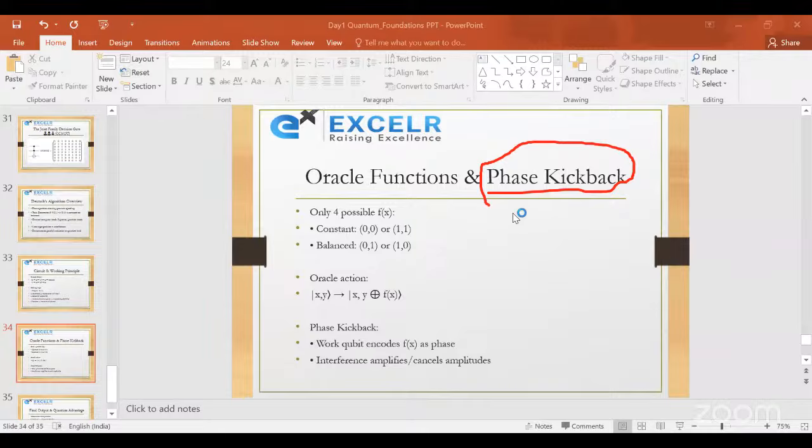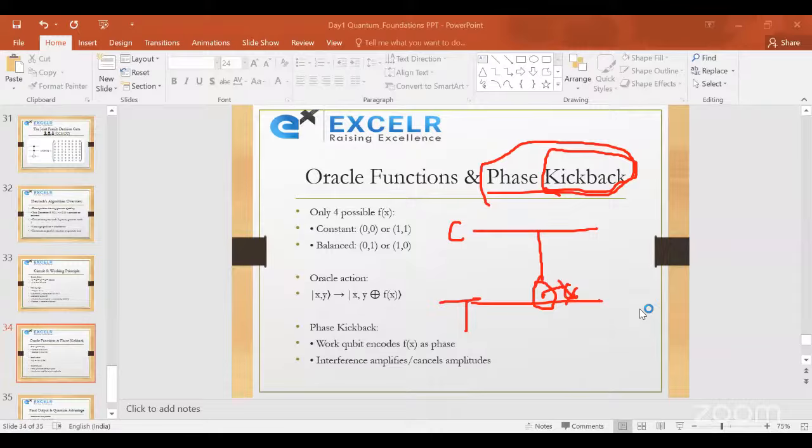So phase kickback. Phase kickback is a concept that itself has the word kickback. So suppose in the C naught gate, actually it is working with the C naught gate only. In the C naught gate, there is a control and there is a target. So we have the truth table of the C naught gate like this: 0, 0, 0, 1, 1, 0, 1, 1. This is the truth table. In the input, this is control, this is target.